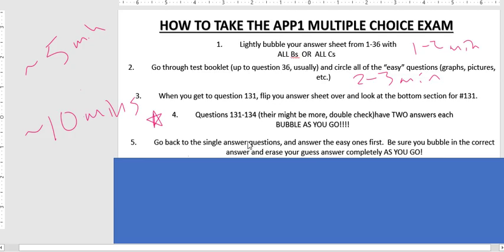Okay, now you go back to the single answer questions. Answer the easy ones first. Be sure you bubble the correct answer and erase your guess answer completely as you go. That's super important. Don't wait till the end because no one's going to grade that test booklet.